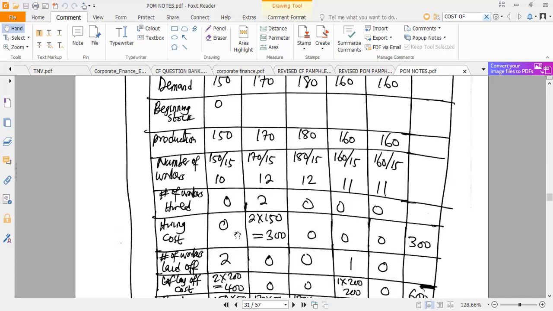So hiring cost for the first month, zero. Second month is 2 times 150, so we're getting 300. These other ones are zero, zero, so the total is 300.